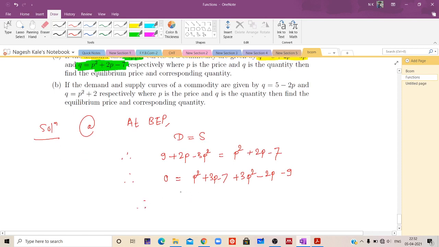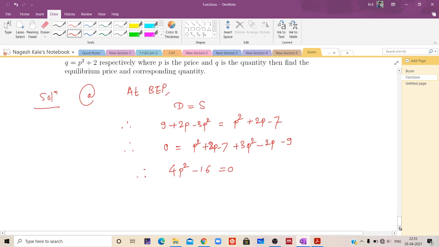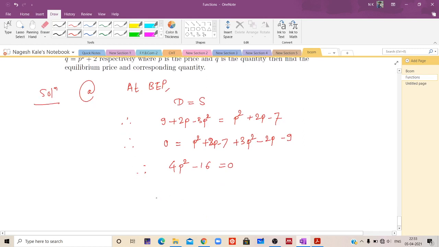In this way I will shift all the terms from the left to the right. So let me change the sides. This is p square plus 3p square, so it is 4 times p square. Then 2p minus 2p, just a second, I think I have taken it right, it should be 2p, right? So 2p minus 2p is 0. The 2p terms cancel each other, and minus 7 minus 9 is minus 16, and this is equal to 0. So 4p square minus 16 equal to 0 is the case now.